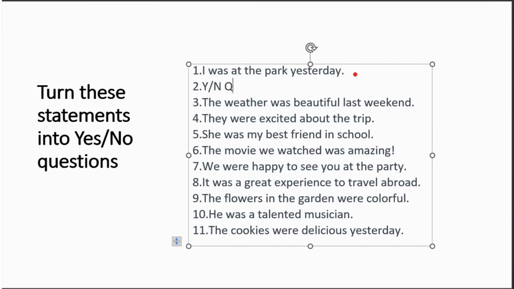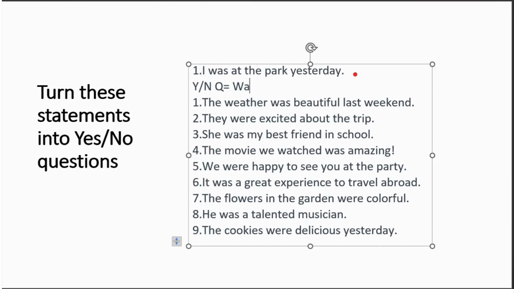Okay. So the sentence is, I was at the park yesterday. So what are we going to do? We are going to bring was first, then I, and that's the only change we are going to make. Was I at the park yesterday? And if you're writing, you must write a question mark here.